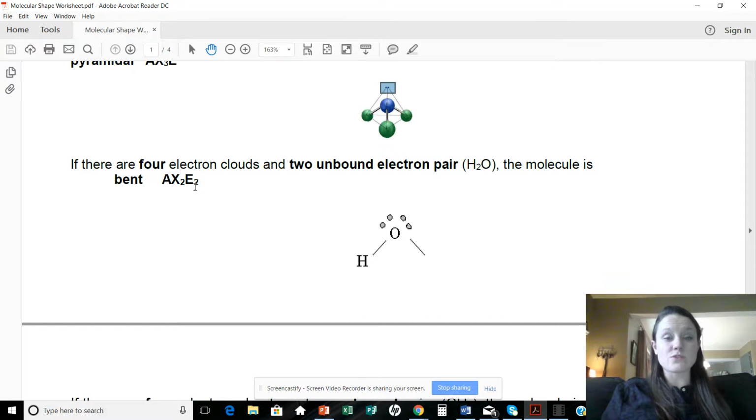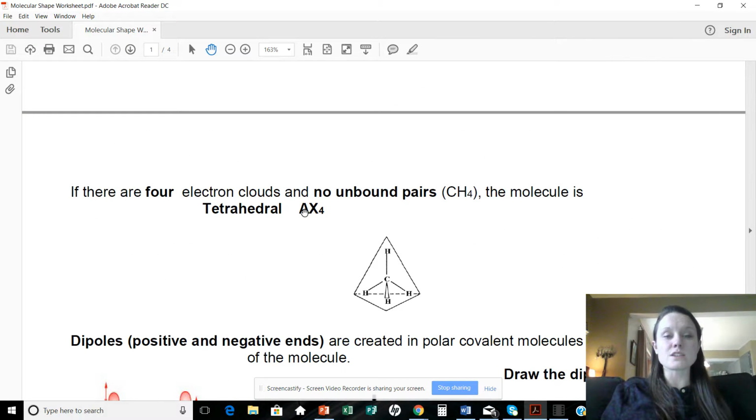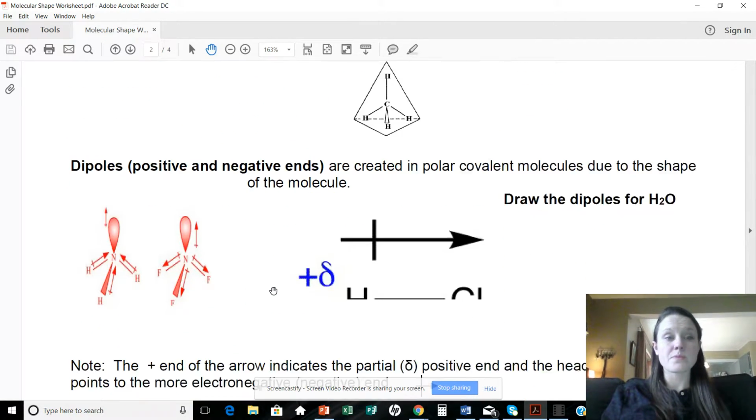AX2E2, that's the AX notation for water, because you have on your central atom, I apologize, you can't see the hydrogen right there, but on your central atom, which is your oxygen, you have 2 hydrogens attached, so that's where you get the X2, and then you have 2 pairs of unbound electrons also on your central atom, which is where we get the E2, okay, which would give it a bent shape. AX4 is where you have a central atom with 4 atoms attached to it but no unbound electrons. That's a tetrahedral shape.